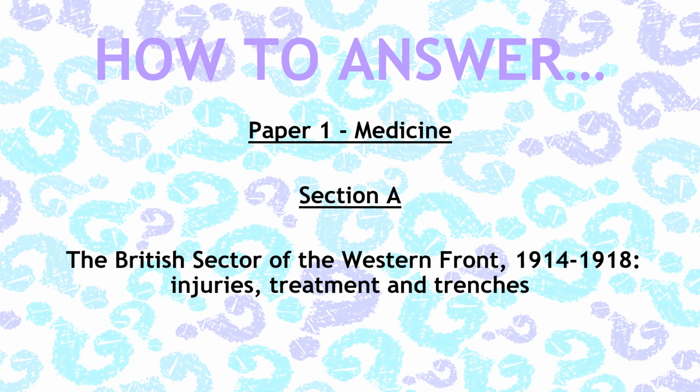It's Miss Talentire, and today I'm going to do a quick tutorial on how to answer section A from your medicine paper, which is the British sector of the Western Front, 1914 to 1918, injuries, treatment and trenches. So in your medicine paper there are two sections, section A and section B. We're going to be just looking at section A today, and there's three questions that you will see.